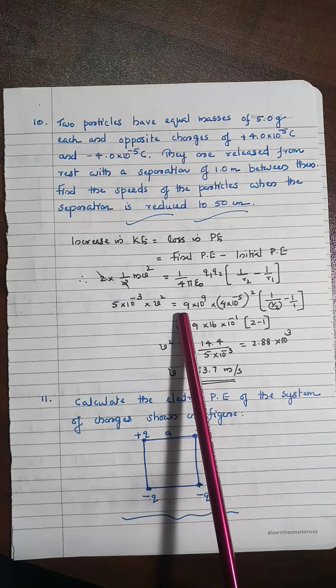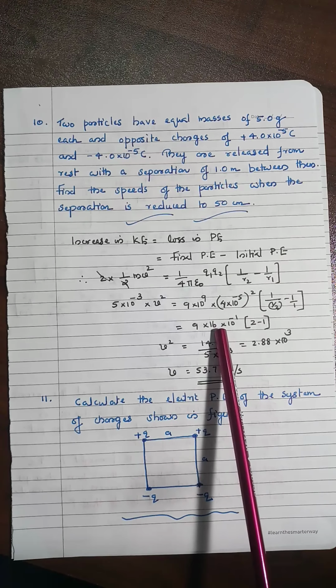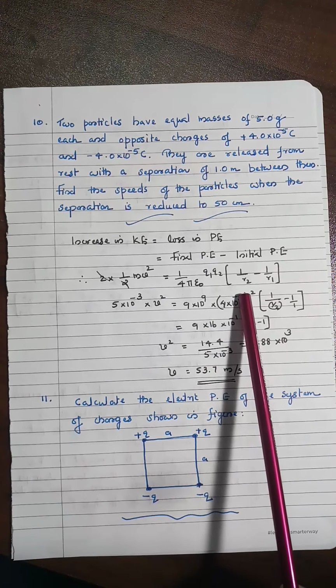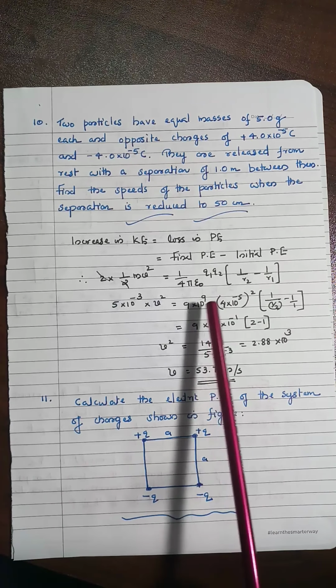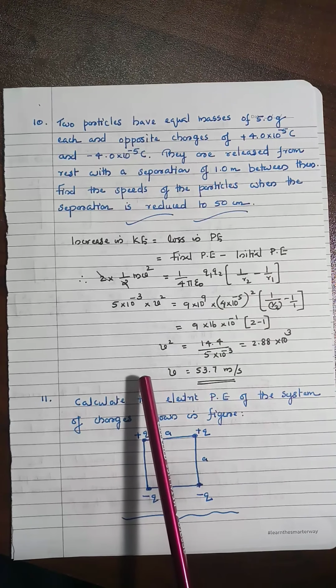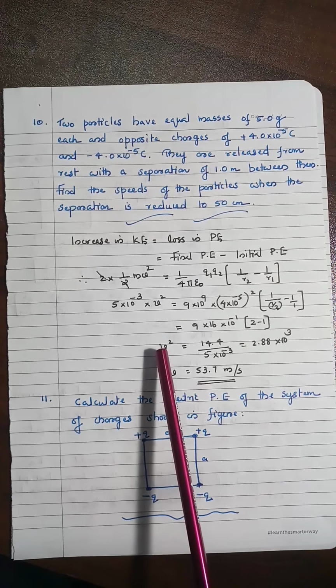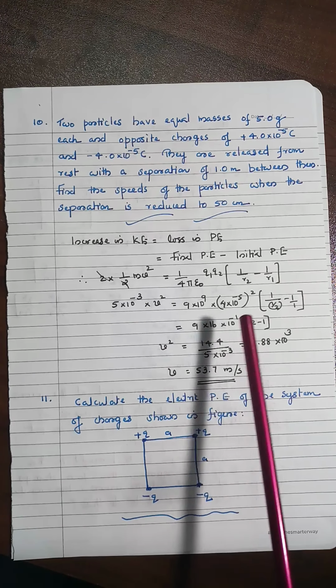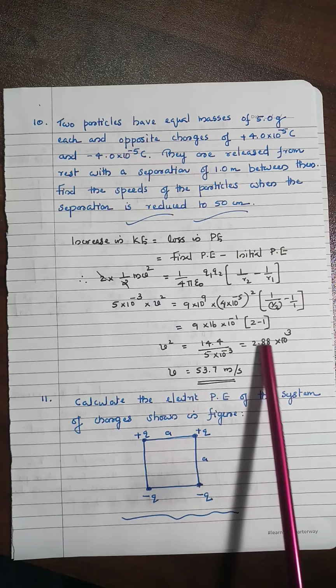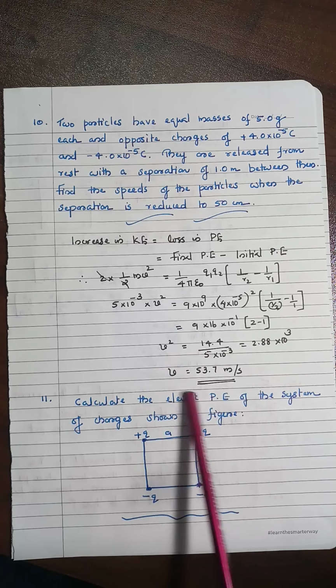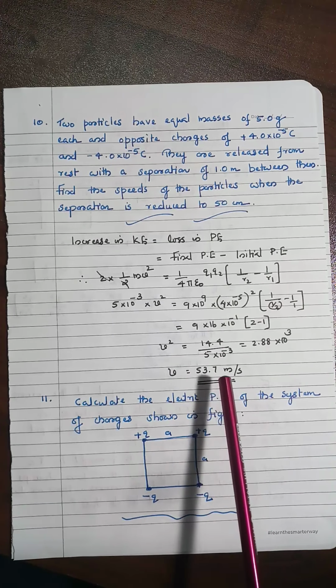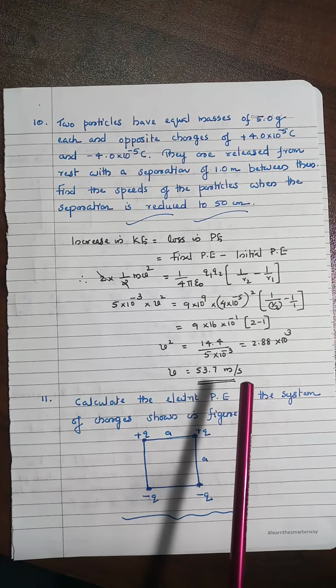So 9 into 4 square is 9 into 16, 10 raised to minus 10, 10 raised to 9, so 10 raised to minus 1. So you can give to the right hand side that 5 into 10 raised to minus 3. Then we get the answer as V is equal to 53.7 meter per second.